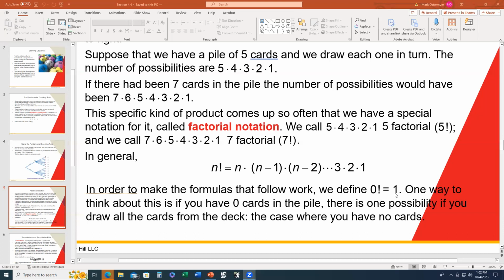A way to maybe reconcile a reason why this is: suppose that we have 0 cards in a pile. Well, there is only one possibility if you draw all the cards from the deck, the case where you have no cards. 0 cards in a pile, there's only one possibility. If you draw all cards from the deck, the case would be where we have no cards.